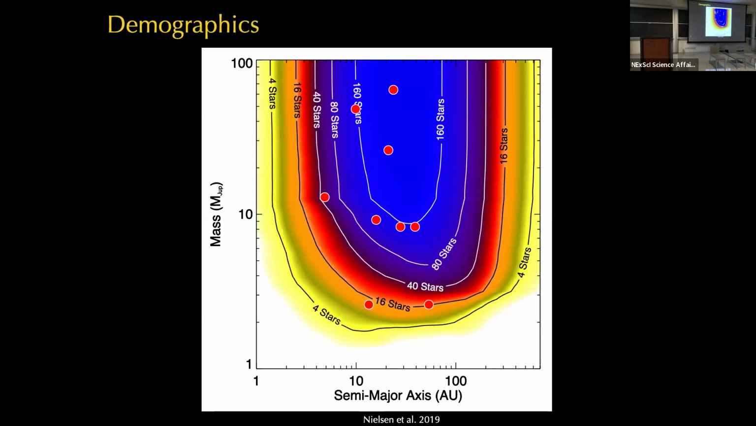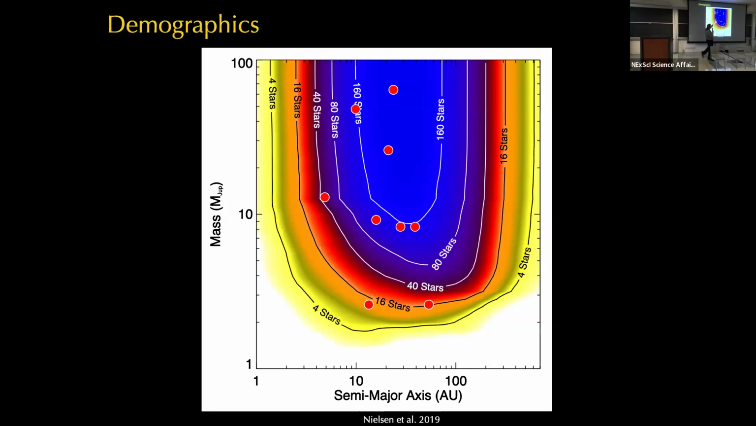This is the GPI's 300-star survey tongue plot, semi-major axis on the x-axis, planet mass on the y-axis, giant planets at the bottom, brown dwarfs at the top, red dots show detections, colors and contours show the sensitivity of the survey to different types of planets and brown dwarfs. And one of the many reasons I love the tongue plot so much is you can read the occurrence rate, read the demographics right off this plot.